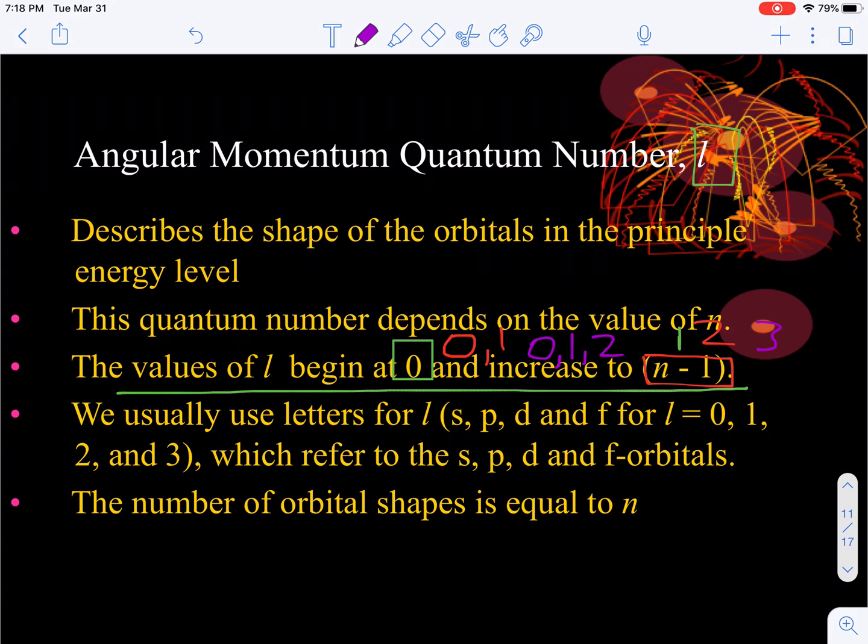And it turns out that these numbers also have letters associated with them. So for l, if l equals 0, we're going to call that letter s. And go ahead and write this down on your note guide. If l equals 1, we're going to call that p. If l equals 2, we're going to call that d. If l equals 3, we'll call that f. And if l equals 4, we'll call that g, etc. Actually, we'll only really get to l equals 3. But if you go beyond that, it turns out that you just follow the alphabet. So 5 would be h, 6 would be i, etc. You just follow those letters of the alphabet.